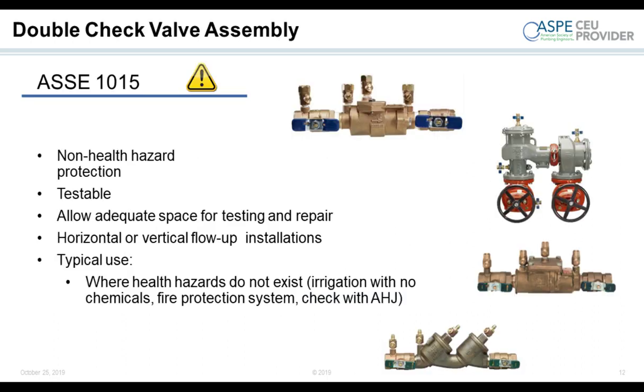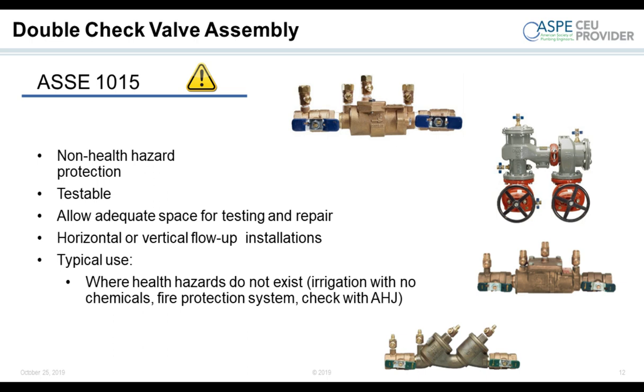So let's get into the hydraulics of our basic assemblies. Here we have our double check valve assembly. It's very popular in fire protection systems. The double check valve assembly can also be referred to by its ASSE standard number, which is 1015. These are for non-health hazard applications, which fire sprinkler systems are typically classified as.